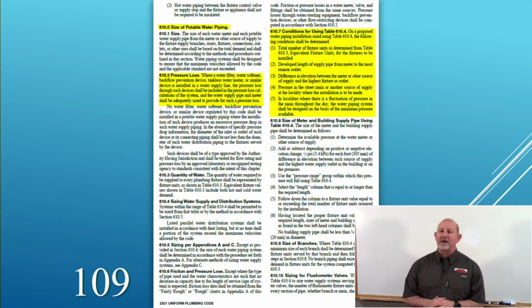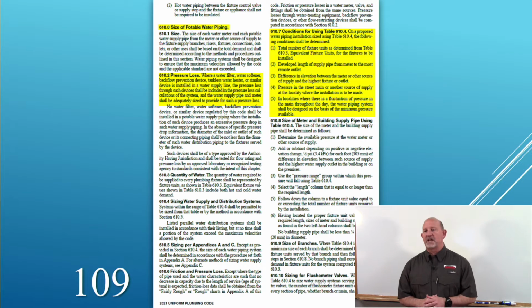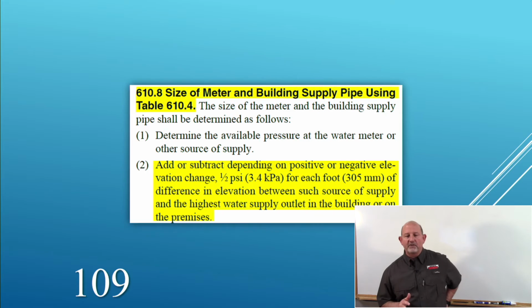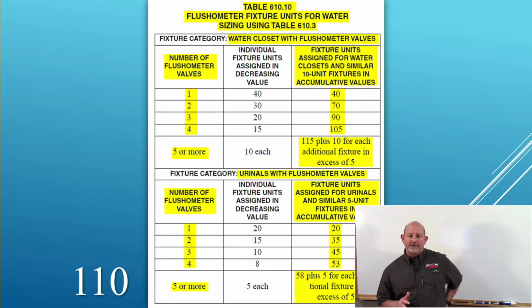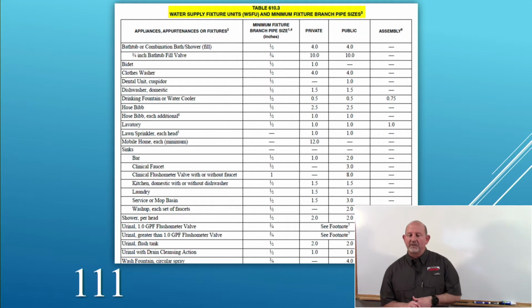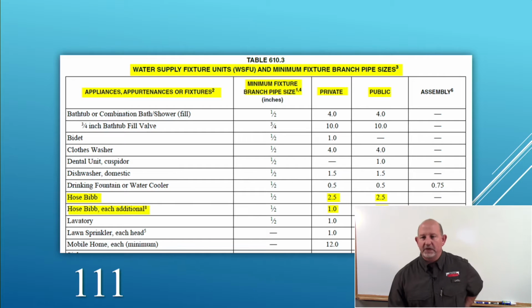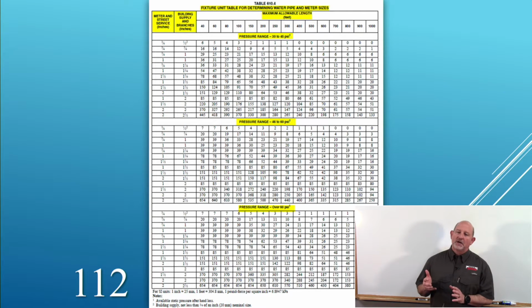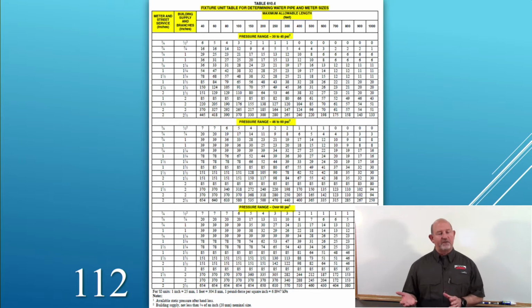Now let's look top right there. We got 610.7, conditions for using table 610.4. Now let's take a quick look. Jump over to page 111, and this is 610.3, and then on page 112 is 610.4. So on page 112, we've got this table 610.4. This section says when you're sizing water pipe, these are the things you need to know. When you look at this table, this is how we're going to size water pipe.